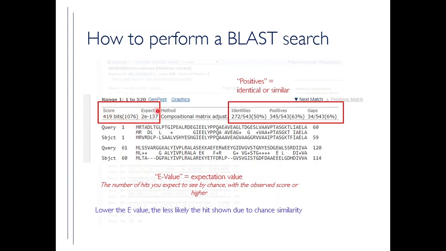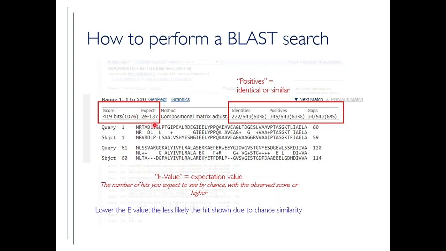The important thing here is the expect value, or the E value. This is a number that is essentially the number of hits you would expect to see by chance with the observed score or higher, given a database of the size that you are searching. So just let that sink in. It's a bit of a weird one.